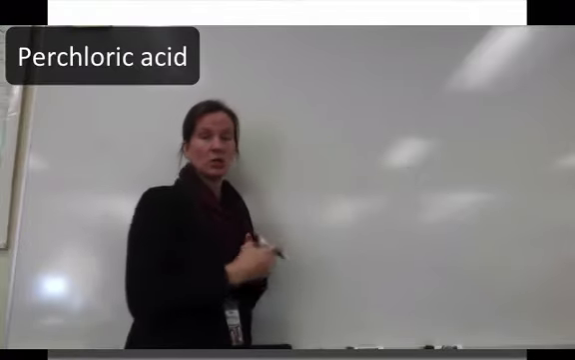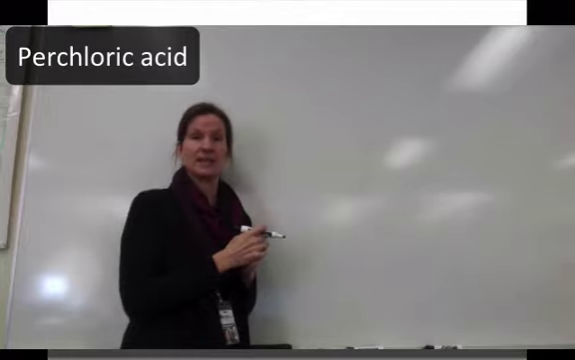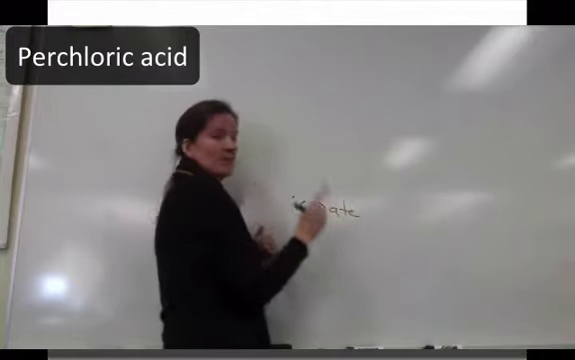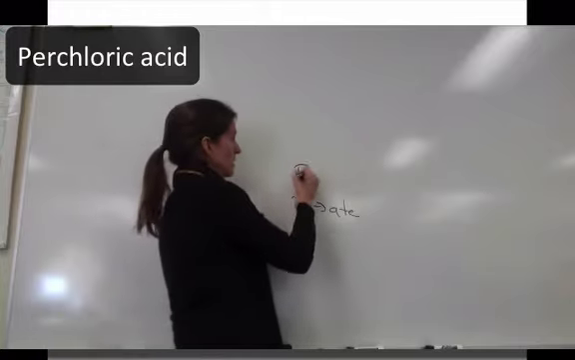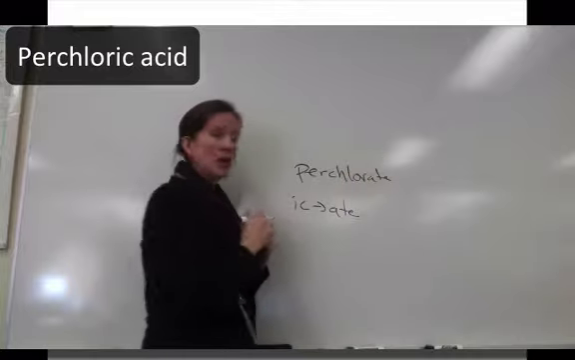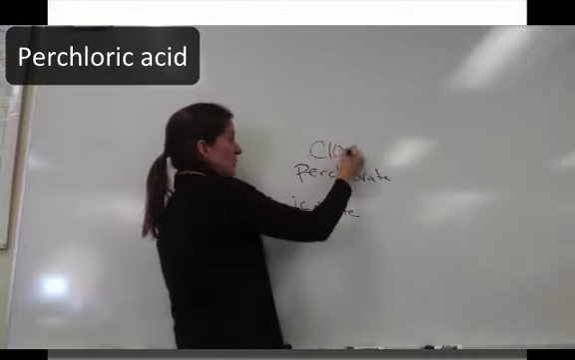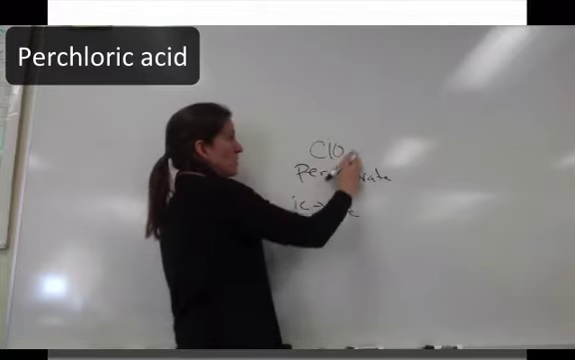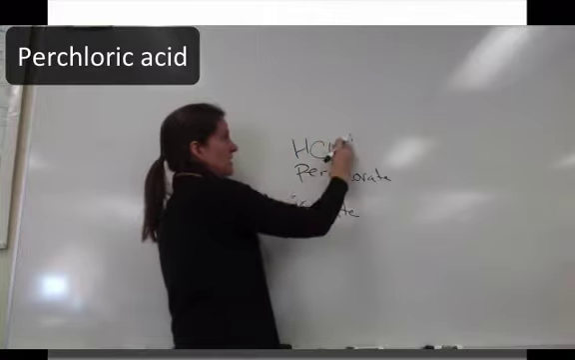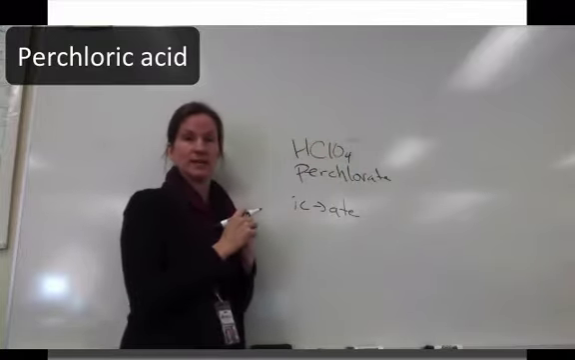Next one, perchloric acid. It tells you it's an acid, so you name it like an acid. Ic came from ate, so this is perchlorate. Okay, well, chlorate was ClO3. Perchlorate is 1 more oxygen, so ClO4, has a -1 charge, so I need 1 hydrogen. And that is the acid perchloric acid.